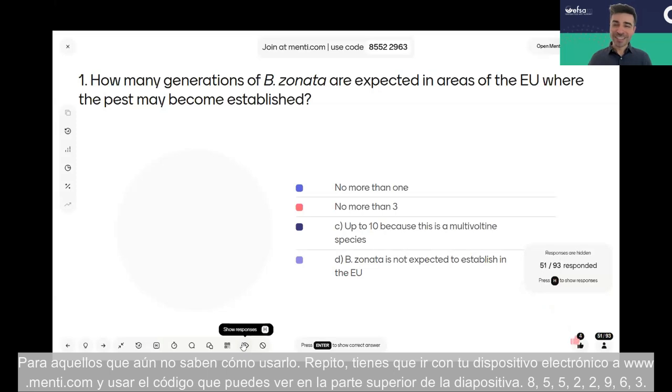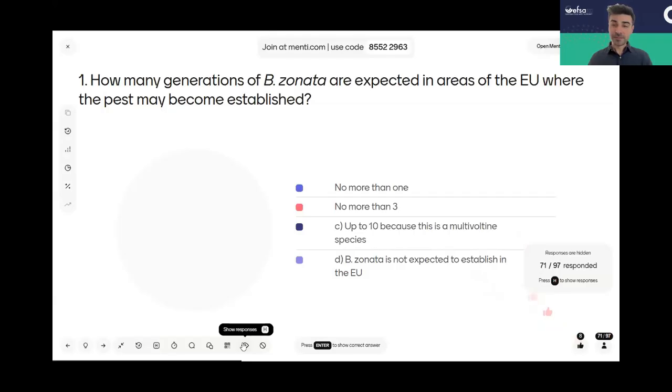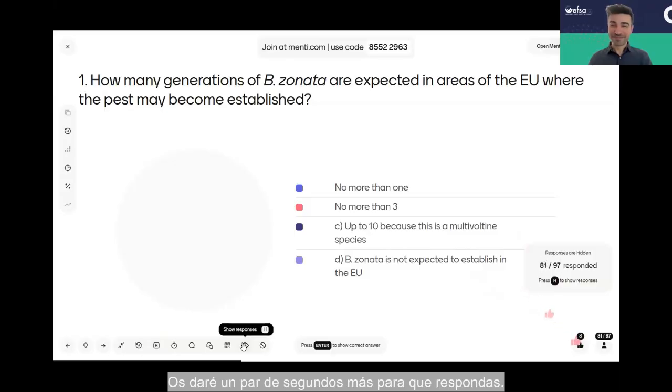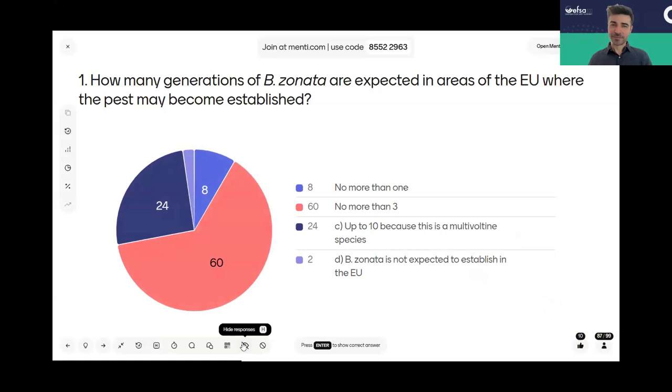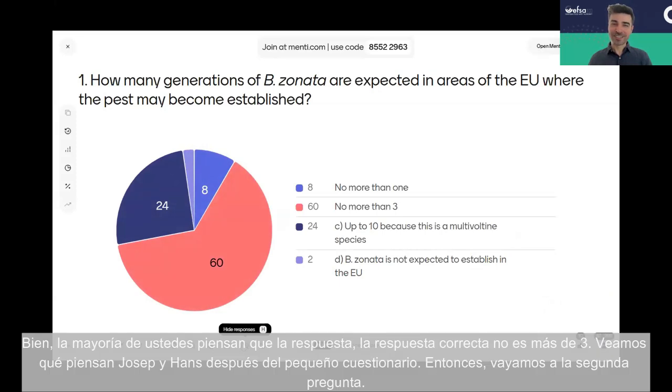For those that don't know yet how to use it, I will repeat. You have to go with your electronic device to www.menti.com and use the code that you can see in the upper side of the slide, 85522963. I'll give you a couple more seconds to answer. Okay, so most of you think that the correct answer is no more than three. Let's see what Giuseppe and Hans think after the small quiz.